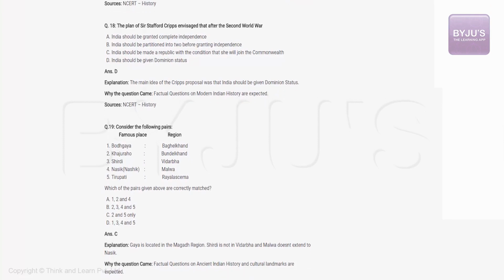Okay. Now, this kind of factual questions are pretty common. These are all important landmark areas. You're supposed to be knowing where each important landmark area is. These are things you will come across when you study NCERT. You should know which part of India it is in. So this is part of your revision. You should be knowing this.